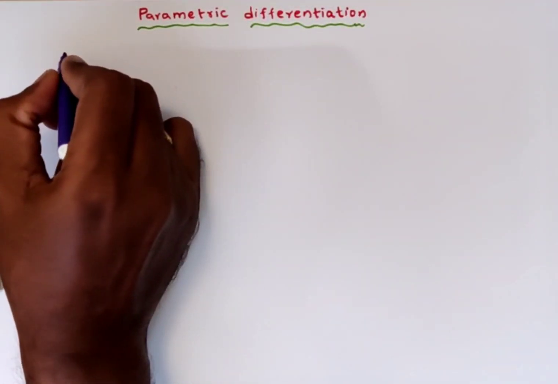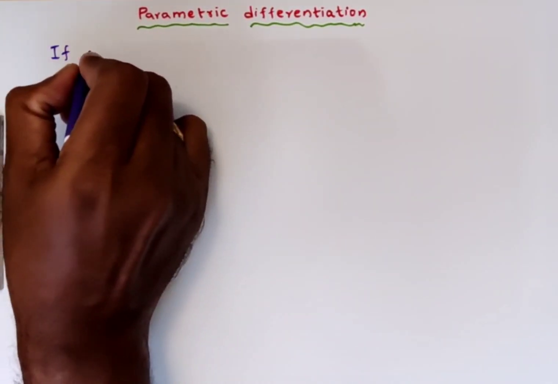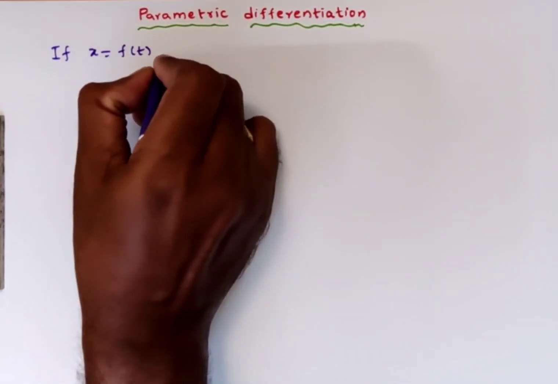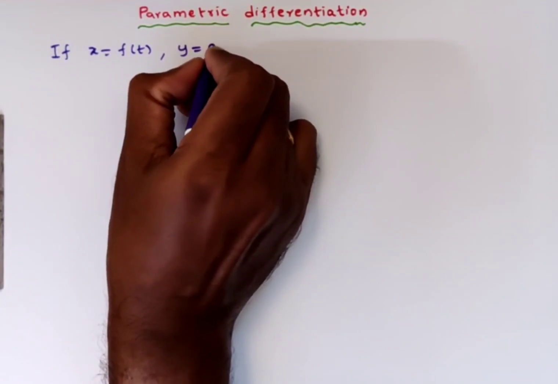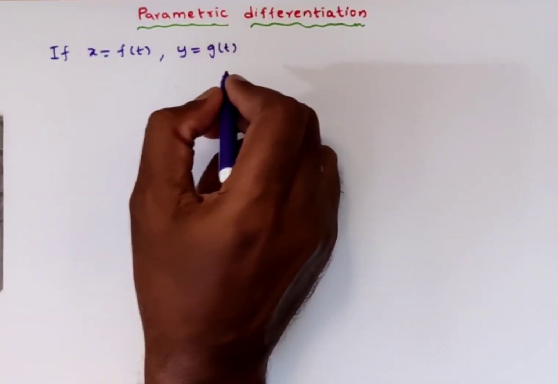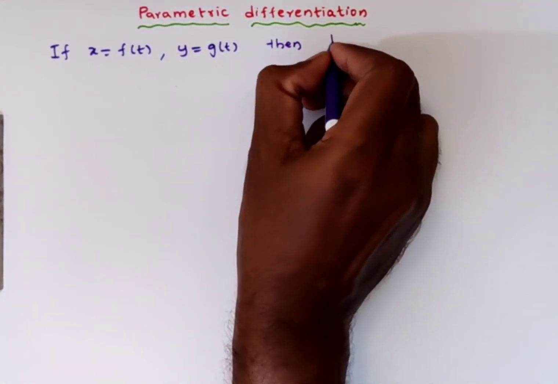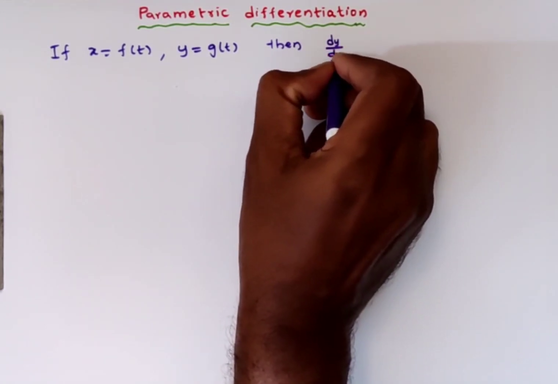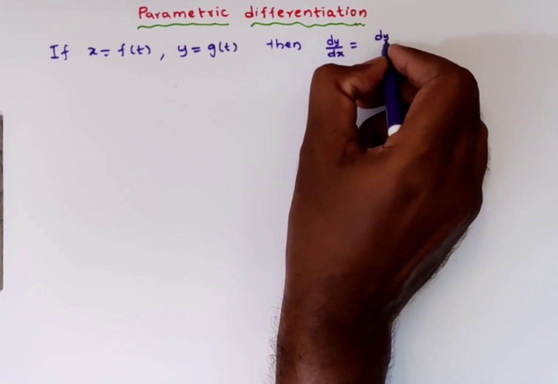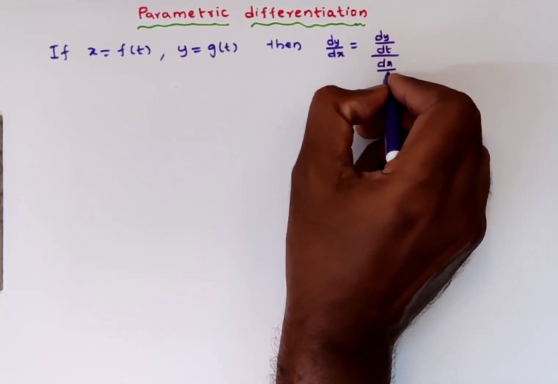So here, for parametric curves, suppose x equals f of t and y equals g of t. Here x and y are functions in terms of t. Then the derivative of y with respect to x, that is dy by dx, is equal to dy by dt whole divided by dx by dt.